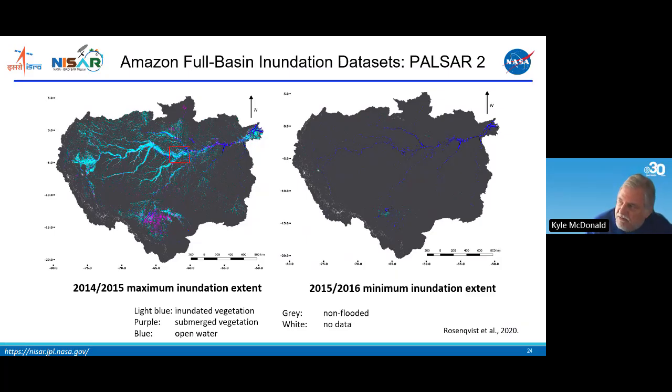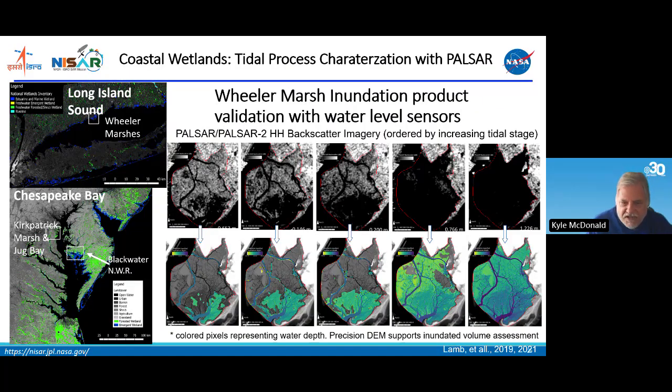But what we'll be able to get with NISAR for the first time are maps like this with a 12-day resolution to understand the dynamics of how these inundation patterns integrate with each other, effects on biodiversity, carbon cycling, climate linkages, things of that sort. We're also looking at coastal wetlands. In this case, this is a salt marsh system that's on Long Island Sound.